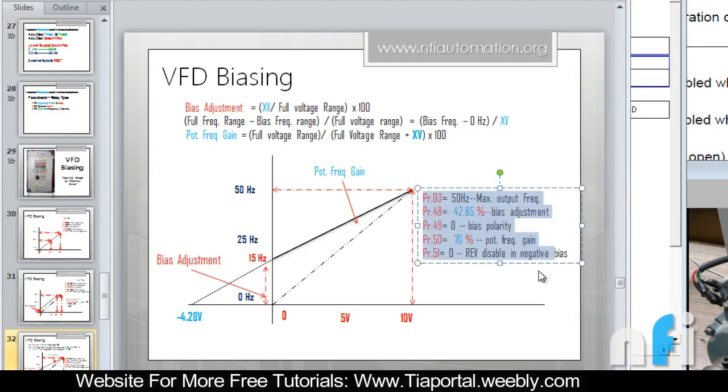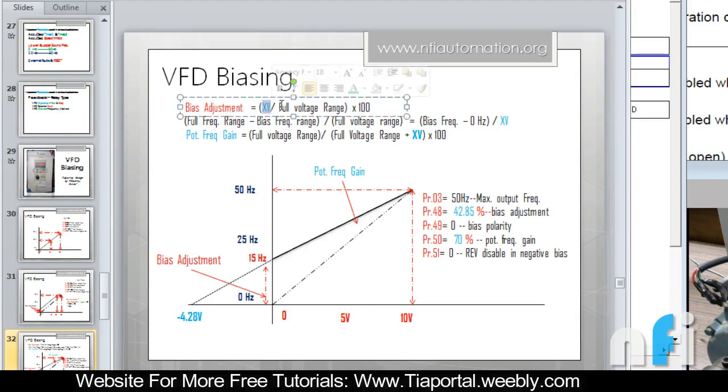So to have these values, we have the standardized formulas which the manufacturer provides. This says bias adjustment is equivalent to a constant XV divided by full voltage range into 100. So what is this constant? The constant is when you extend this curve at this quadrant, you'll get a voltage. Alright, so how to get this voltage? There is a formula for that.